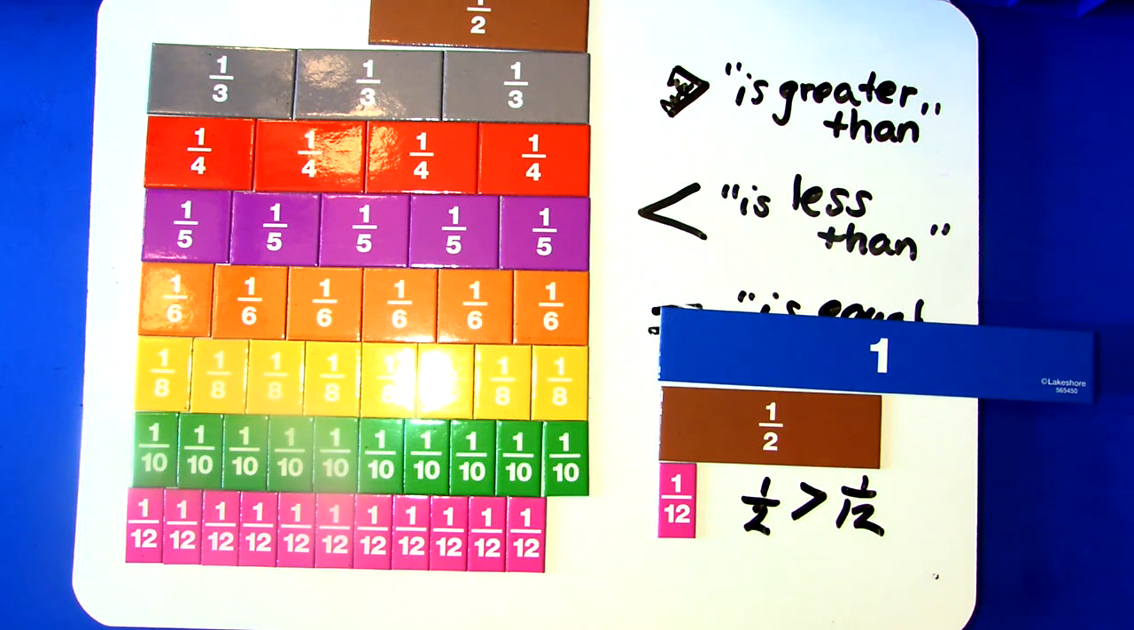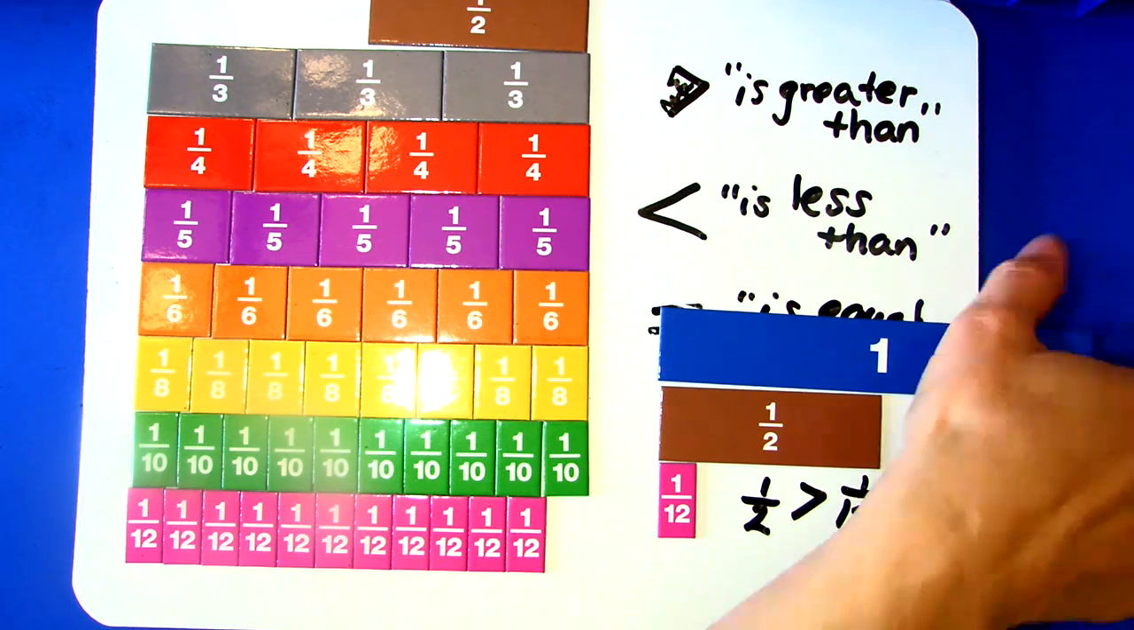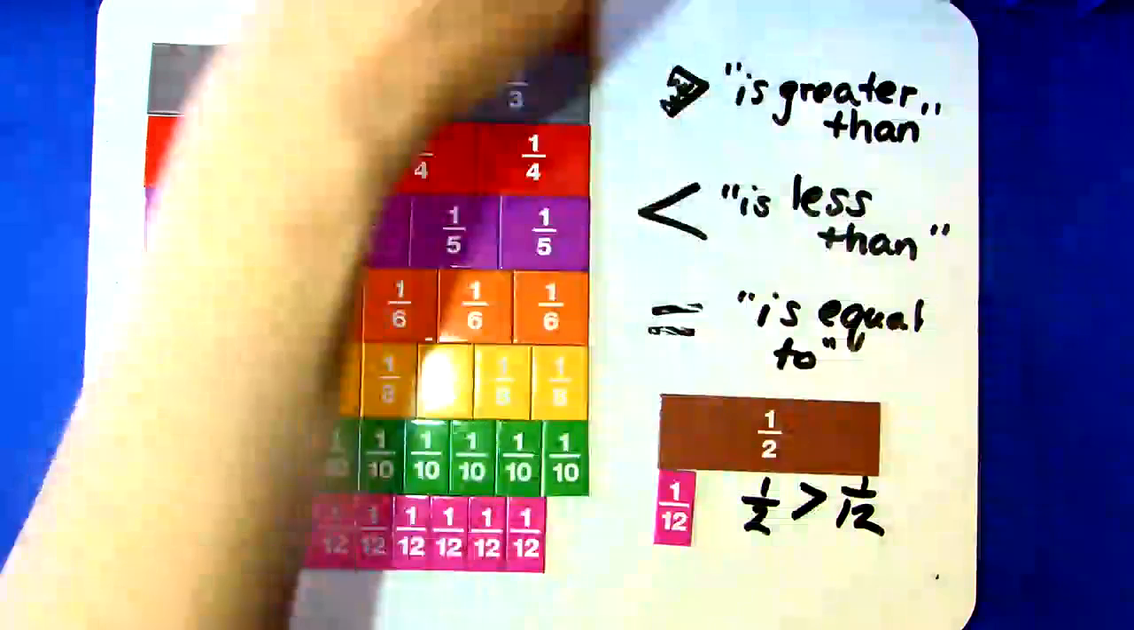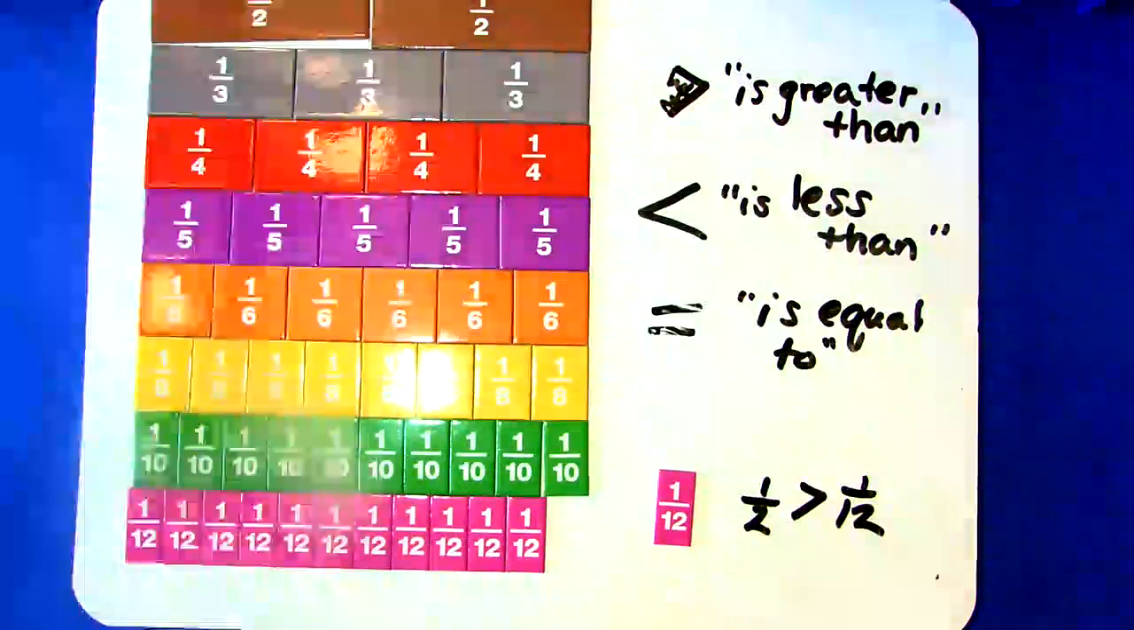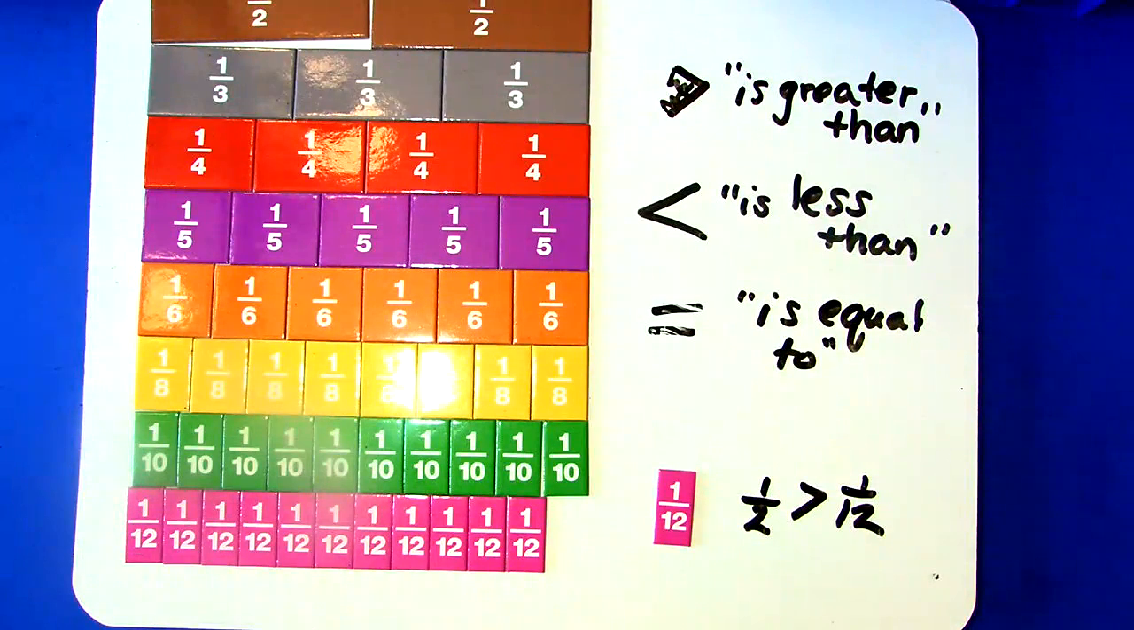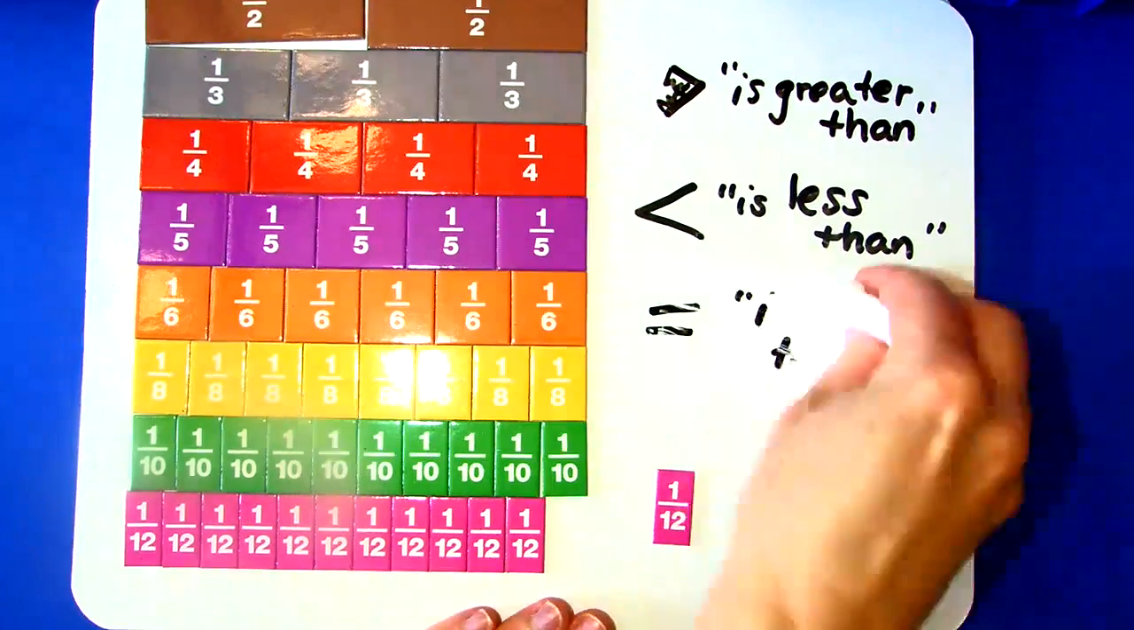That's why a 12th is smaller or less than a half. Remember, boys and girls, the bigger the denominator of the fraction is, the more parts that whole is divided into. And because of that, those parts are also going to be smaller. So keep that in mind. Let me put these back. And let me just talk to you for a second about comparing unit fractions.